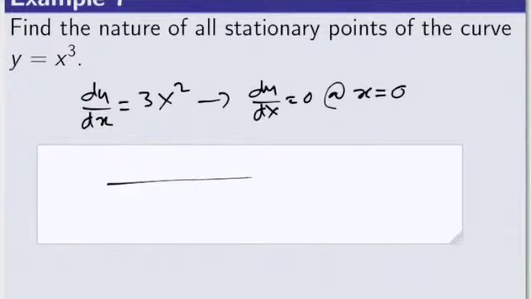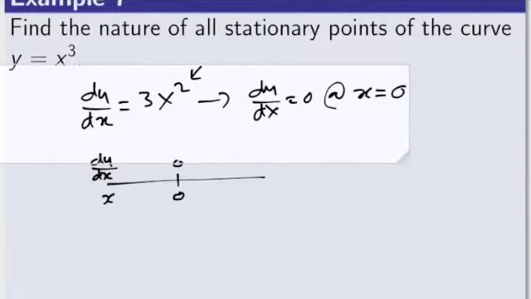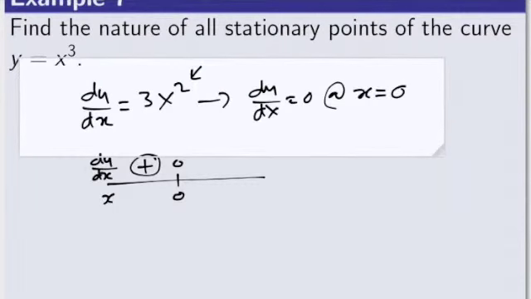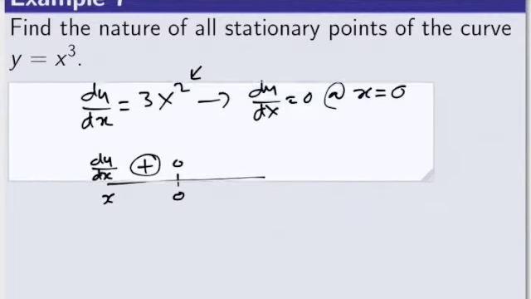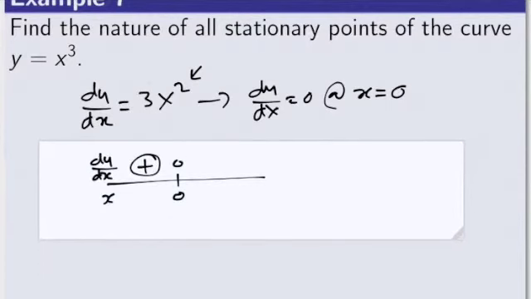So let's draw the sign table. At x equal to 0, dy/dx is 0. So on the top we have the values of dy/dx, on the bottom we have the values of x. So for a number less than 0, for instance minus 1, if we substitute minus 1 for x, we have plus 3. So dy/dx has a positive value. For values greater than 0 for x, dy/dx is positive.